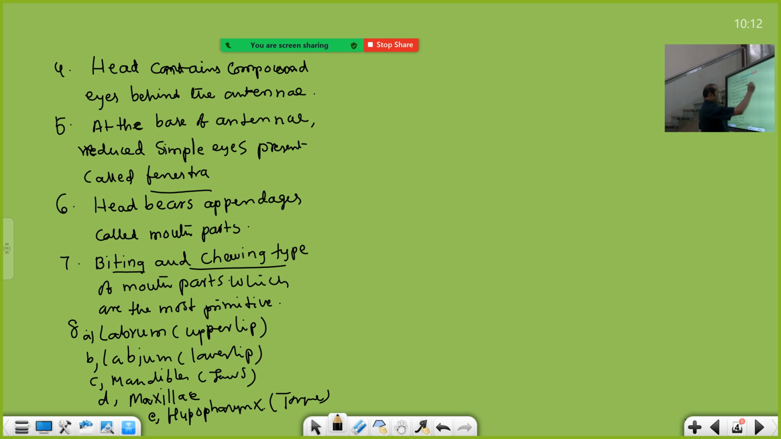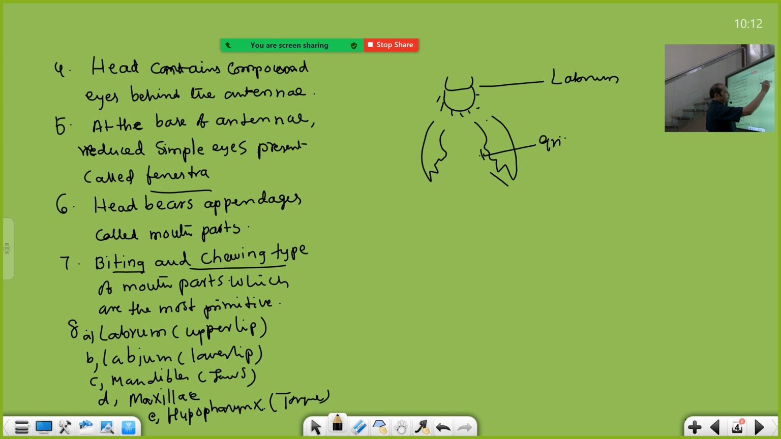So you see this diagram also. This is labrum with bristles, also called upper lip. And these are the mandibles. Mandibles have this grinding region also. This side mandible is this one, and this side mandible is this one, with grinding region. This part is grinding region, and this part is incision, means biting region. So totally called mandibles.